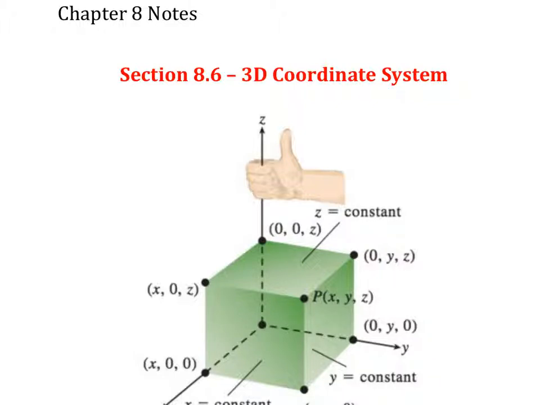Zach, come back. Okay, right hand. It has to be right hand. And then you're going to curl your fingers. The direction you curl your fingers is the y-axis. So x, y. And then the direction your thumb is now pointing is the z-axis. So x, y, z.